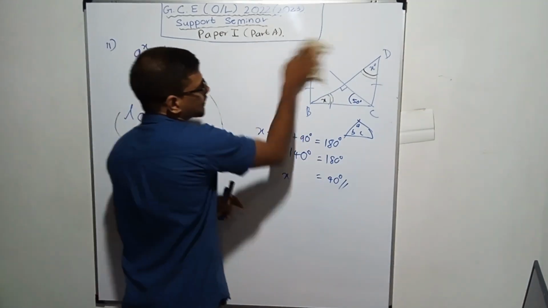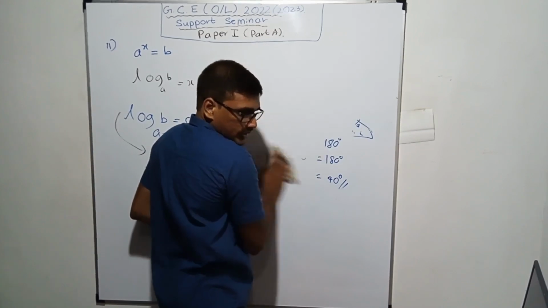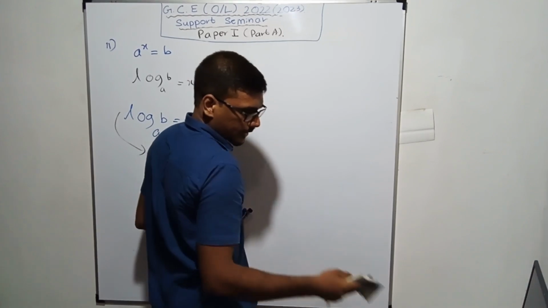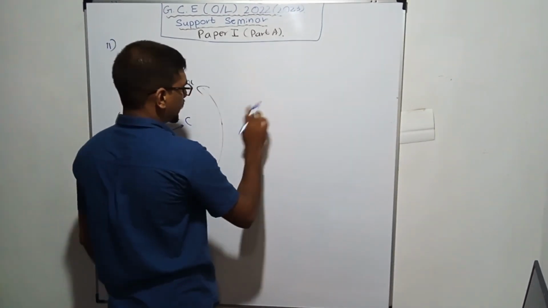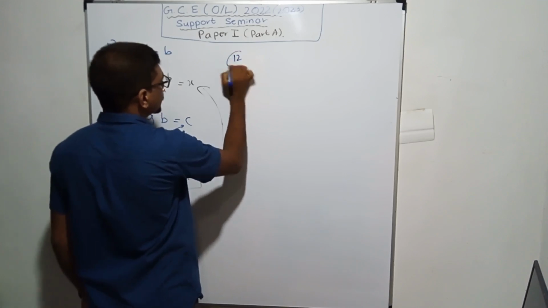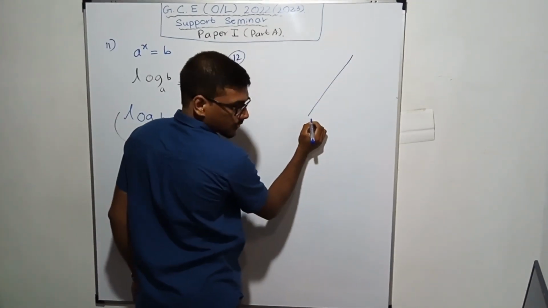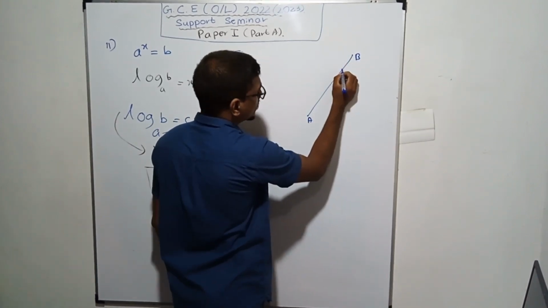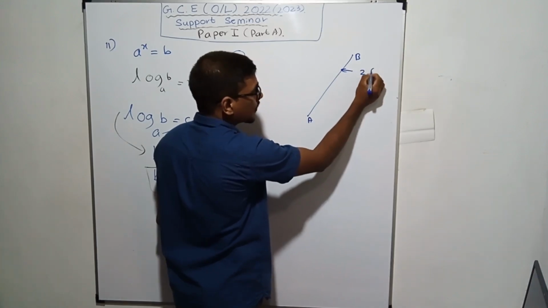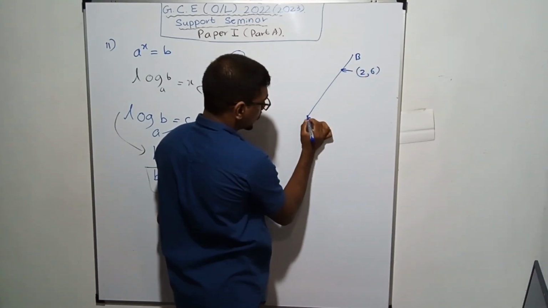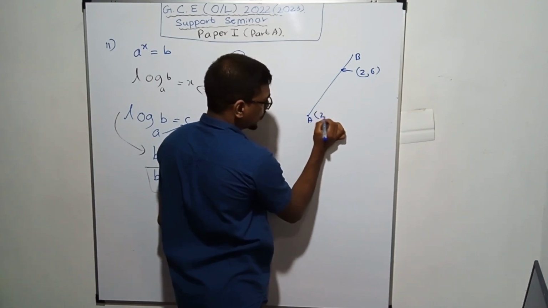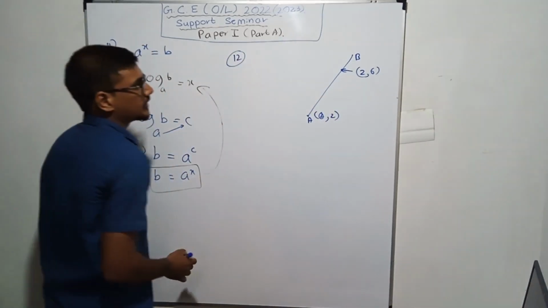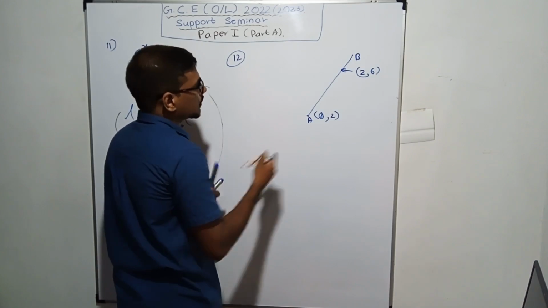We'll move to the next one. Question number 12. Find the gradient of the straight line AB given in the figure. I will write only the required points. They have given a straight line A and B. In this place they have given the point 2, 6. And another point they haven't given, so I can take that point's coordinate as 0, 2, where it cuts the y-axis. It is given like this.